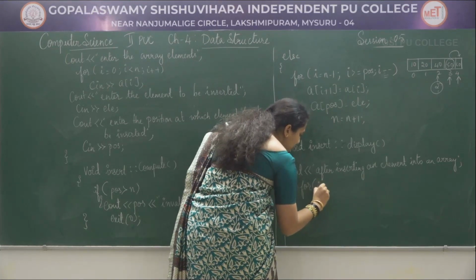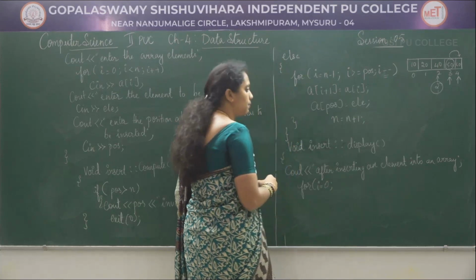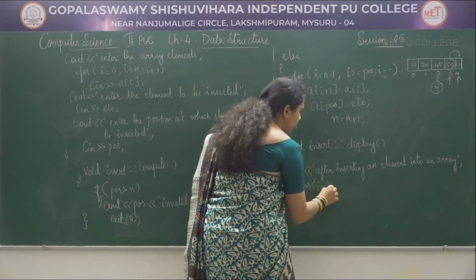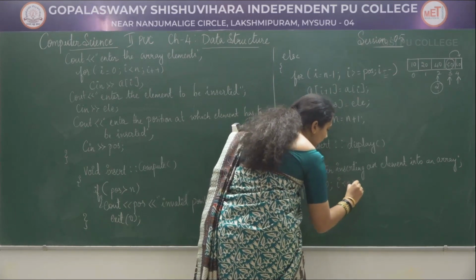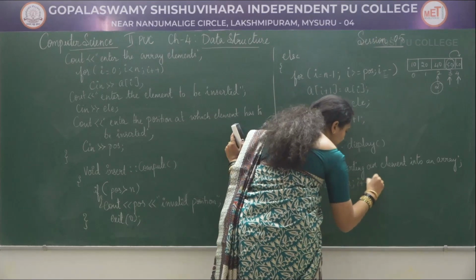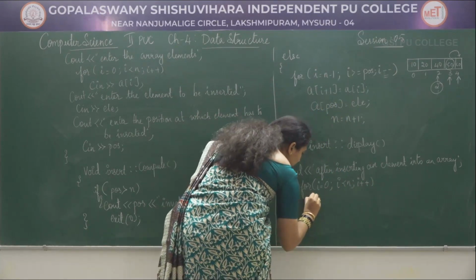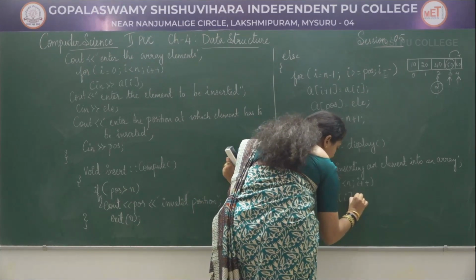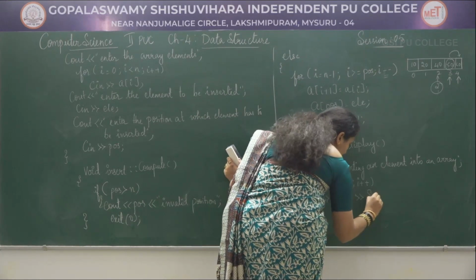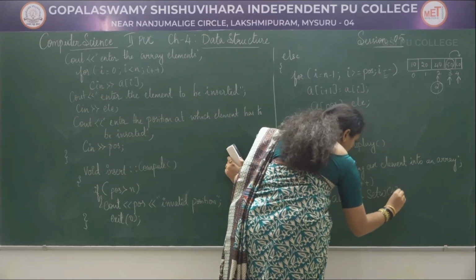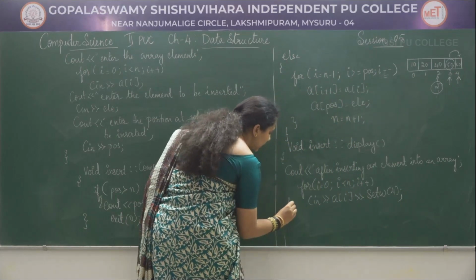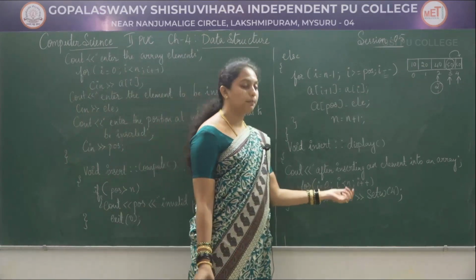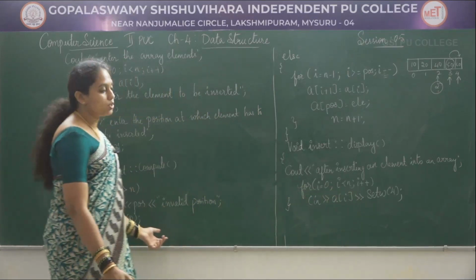So from the first position till the last position I have to display the element, so for I is equal to 0, I less than n, I plus plus, cout A of I, setw. So why are we using the setw function here? The setw function is used to set the required field width between the array elements.